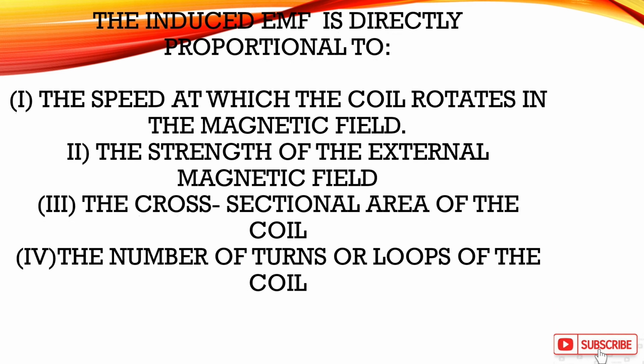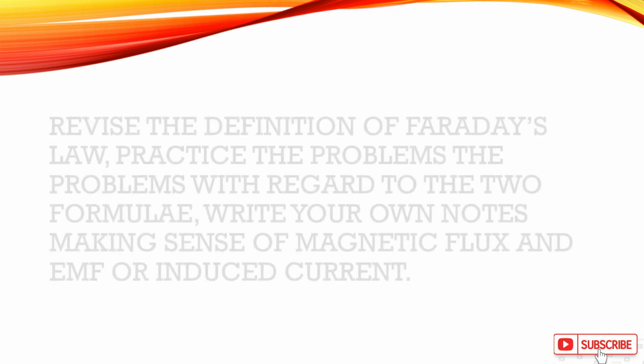Therefore, the induced EMF is directly proportional to the speed at which the coil rotates in the magnetic field. It is also proportional to the strength of the external magnetic field. It is also proportional to the cross-sectional area of the coil. And it is also proportional to the number of turns or loops in the coil.